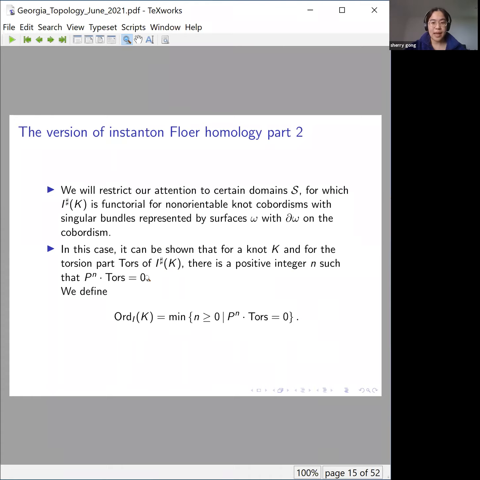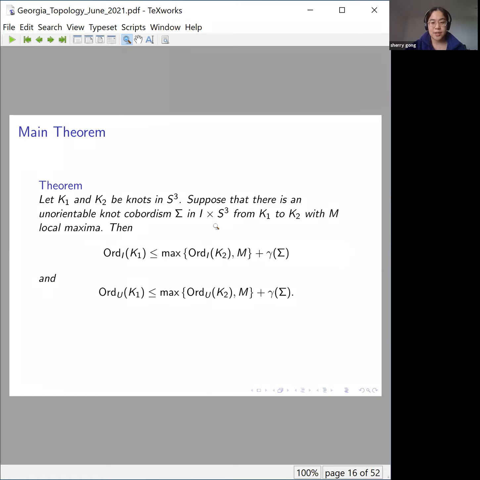Okay, so now let me tell you about Marco and my main result, which is analogous to the main theorem of Juhasz, Miller, and Zemke's paper. The main result says that if K1 and K2 are 2 knots in S3, and there's a non-orientable knot cobordism from K1 to K2 that has capital M local maxima, then the torsion order of K1 is bounded by the maximum of the torsion order of K2 and M plus the non-orientable genus of the cobordism.